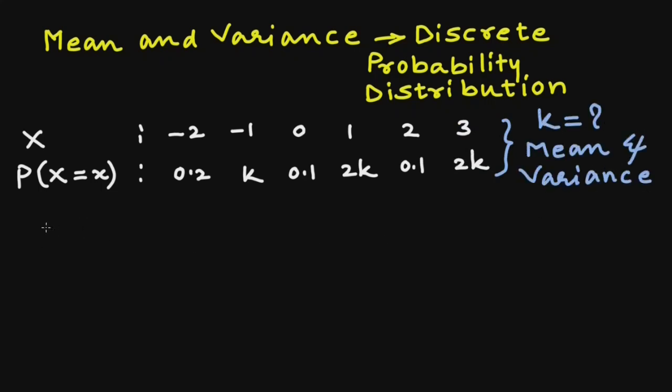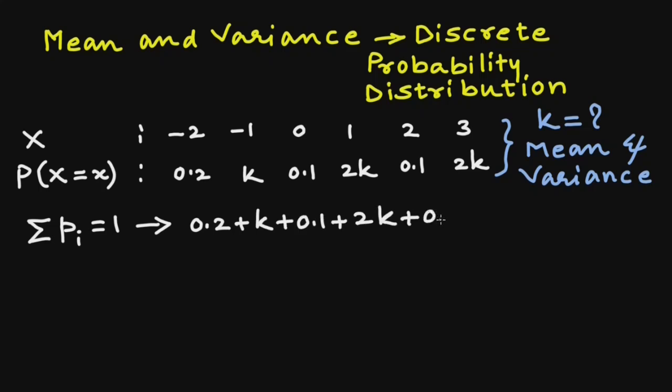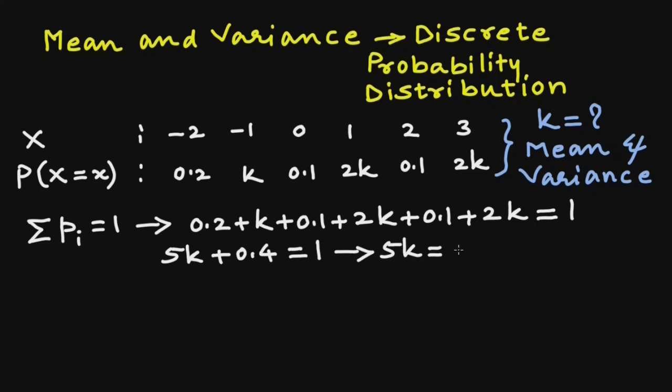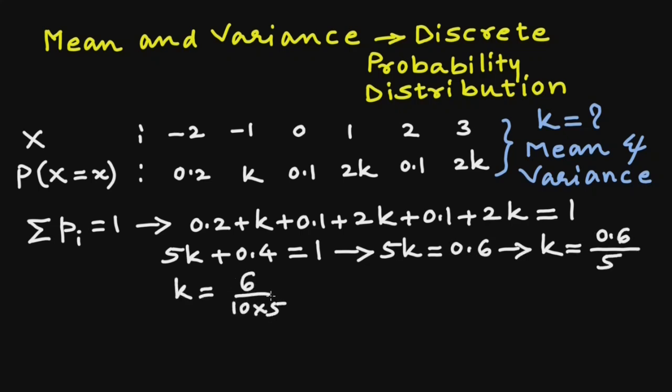In order to find k, we use that the sum of probabilities is 1. Therefore, 0.2 plus k plus 0.1 plus 2k plus 0.1 plus 2k equals 1. 5k plus 0.4 is 1. 5k is 1 minus 0.4, 0.6. So k is 0.6 upon 5. k is 6 upon 10 multiplied by 5, which is 3 upon 25.